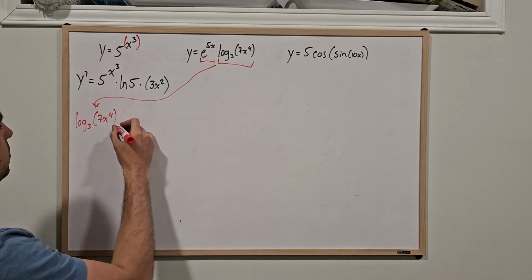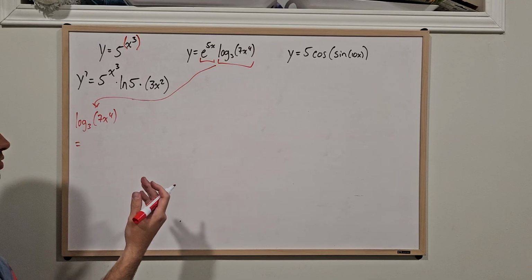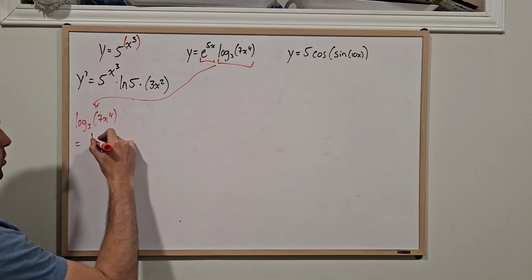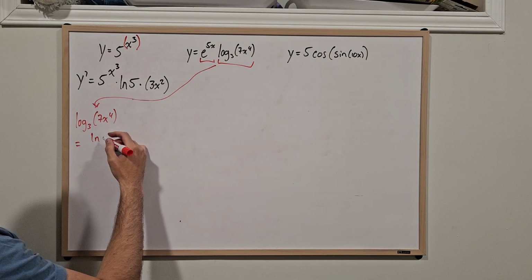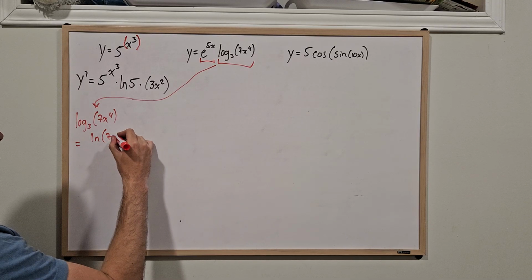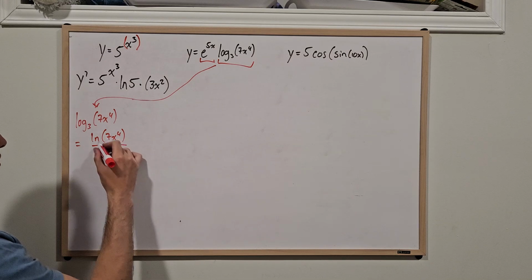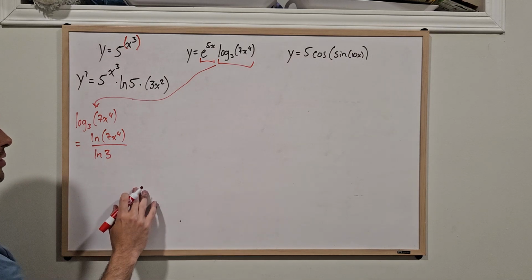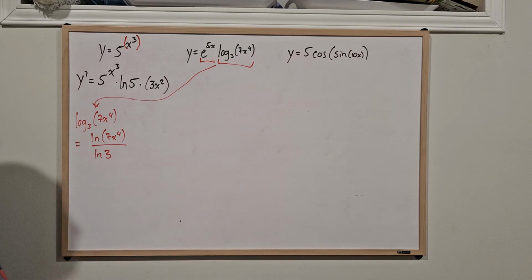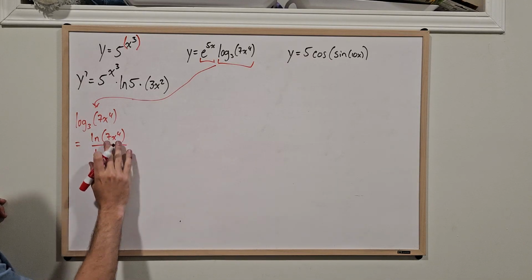Well, what I want to do is, I don't want log base 3. I want the natural logarithm. So to change that, I'm going to go natural log of 7x to the power of 4 all over the natural log of 3. Okay? This is just your classic change of base formula. So now this is what we're taking the derivative of.